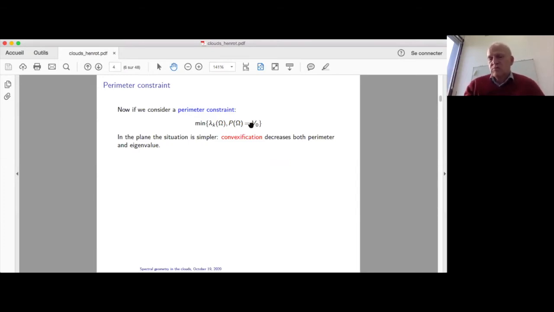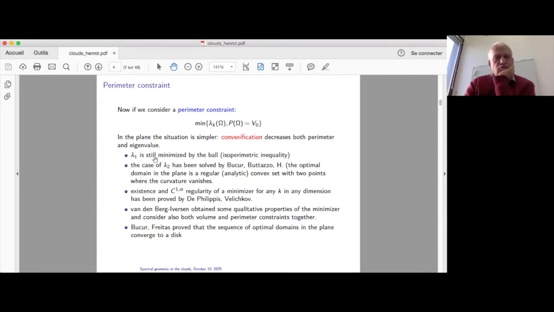And so existence is much easier to prove when you have convexity of the shapes, because you have more easily continuity of the eigenvalues and so on. So to be brief on that topic, lambda 1 is still minimizable because it's just a combination of the Faber-Cahn inequality with the isoperimetric inequality. The case of lambda 2, we looked at this case with Dorin Bucur and Giuseppe Buttazzo a couple of years ago.